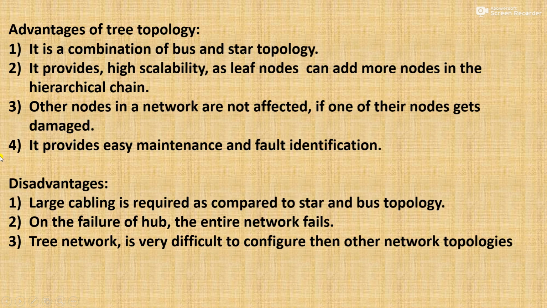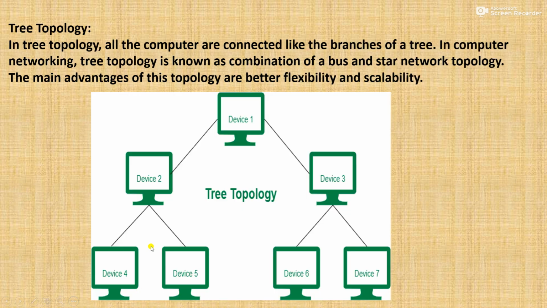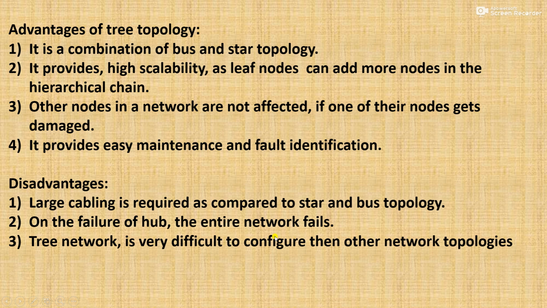What are the advantages of tree topology? It is a combination of bus and star. It provides high scalability, as leaf nodes can add more nodes. ये देखो लीफ नोड्स होती है नीचे, बिल्कुल आप ऐड कर सकते हो मोर कंप्यूटर्स को. ओके. Other nodes in a network are not affected if one of the nodes gets damaged.